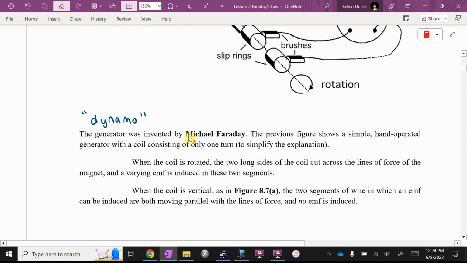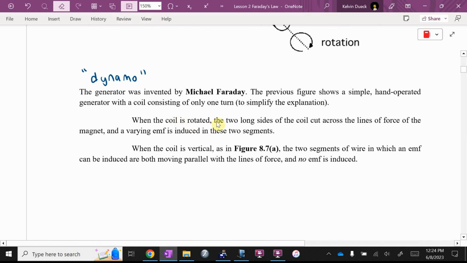So read along with me here. It says this: when the coil is rotated, the two long sides of the coil cut across the lines of force of the magnet, and a varying EMF is induced in these two segments. This is going to explain why we have alternating current coming out of our outlets. Even though a lot of our devices run on direct current, it's much easier to create alternating current.